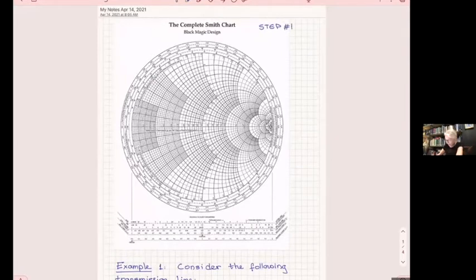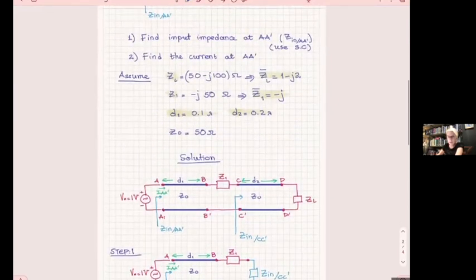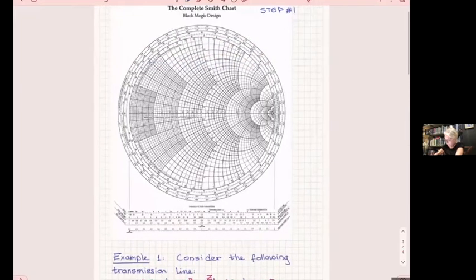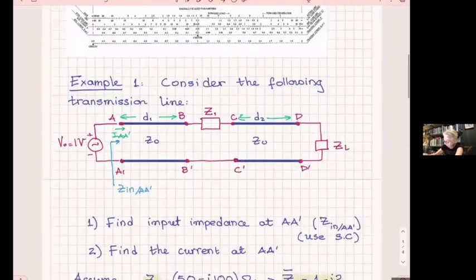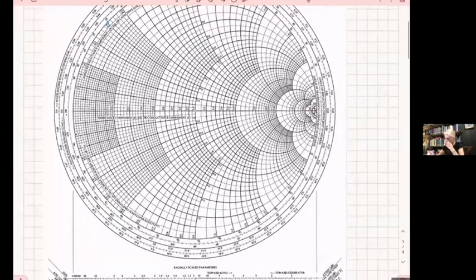First of all, I need to find Z input at CC prime. So I will start with ZL. I need to find ZL on the Smith chart. ZL, according to my notes, is 1 minus 2J. Remember I told you how I'm gonna do it fast?